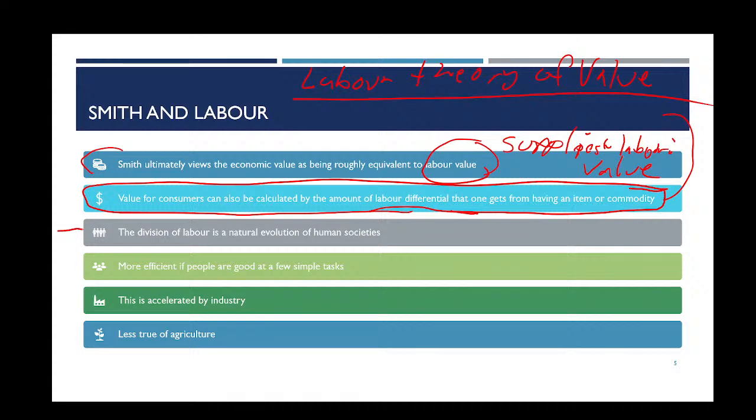Again, for Smith, the division of labor is the natural evolution of human societies. He thinks that as economies get more complex, the division of labor under capitalism is going to get greater and greater, and people are going to get more and more specialized, because that's what modern economies need. It's more efficient if people are good at a few simple tasks than having generalists, someone who's good at the whole process. He thinks this is 100% true in industry, a little less true in agriculture, where Smith doesn't really see a division of labor being possible, because farm equipment wasn't where it is today. He thought you still needed farmers to be sort of generalists.